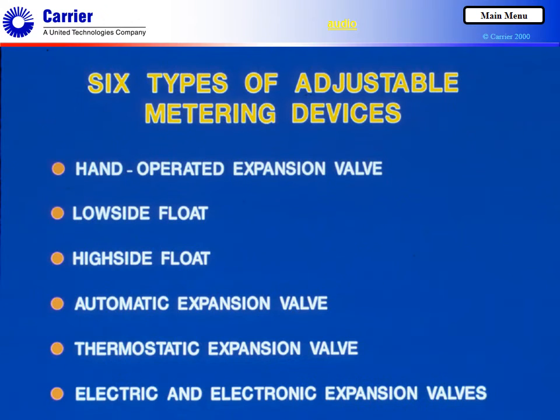There are 6 types of metering devices that mechanically adjust to cooling load changes. They differ in their mechanism and how they are controlled, but they all regulate refrigerant flow so that evaporator capacity matches the cooling load. Fixed metering devices are used on the vast majority of residential and room air conditioner products. The adjustable types are most often used on systems with variable load requirements.